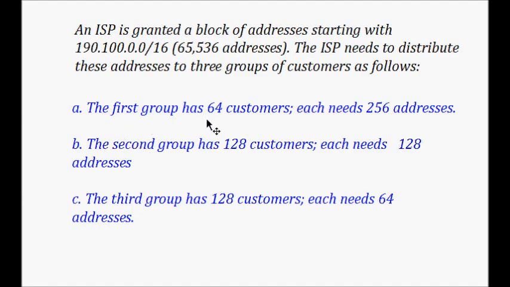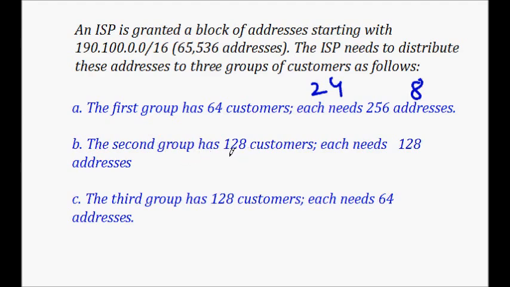The first group has 64 customers, and each needs 256 addresses. If each needs 256 addresses, the host part should have 8 bits, because to represent 256 addresses you need 8 bits. So I need 8 bits for the host part and 24 bits for the network prefix.